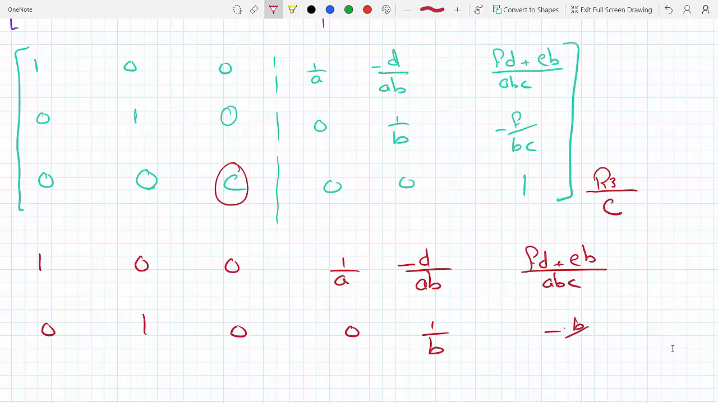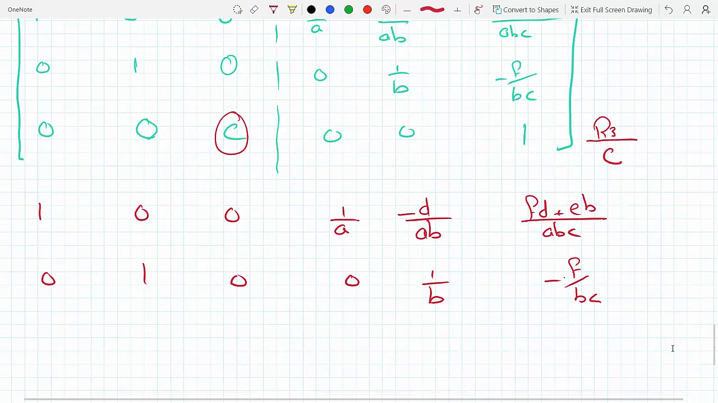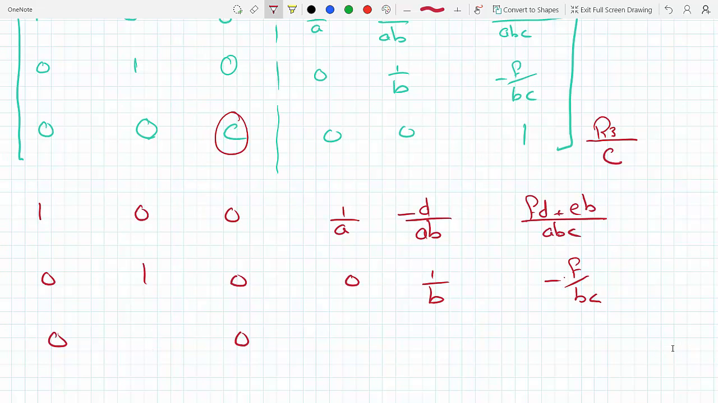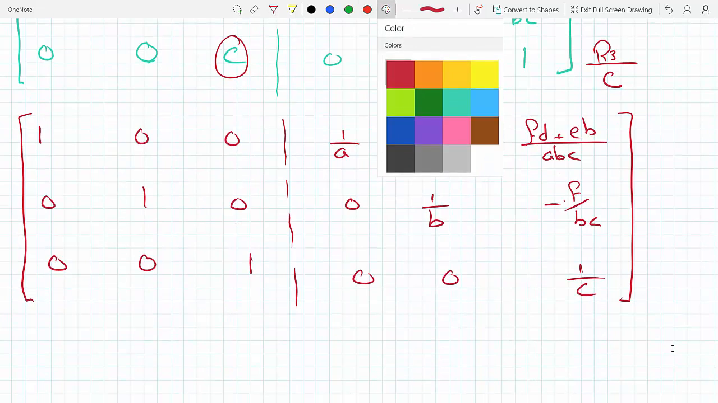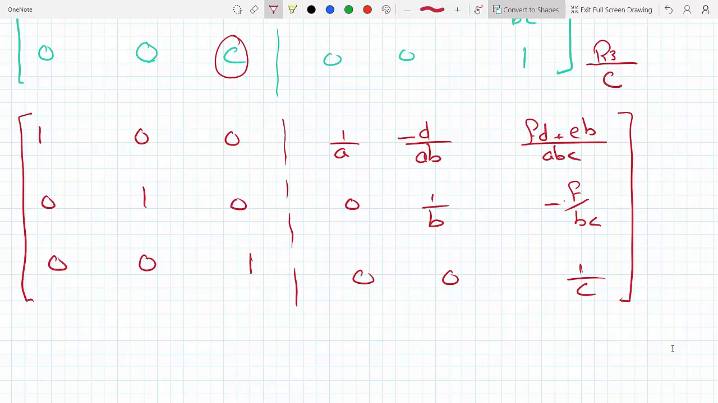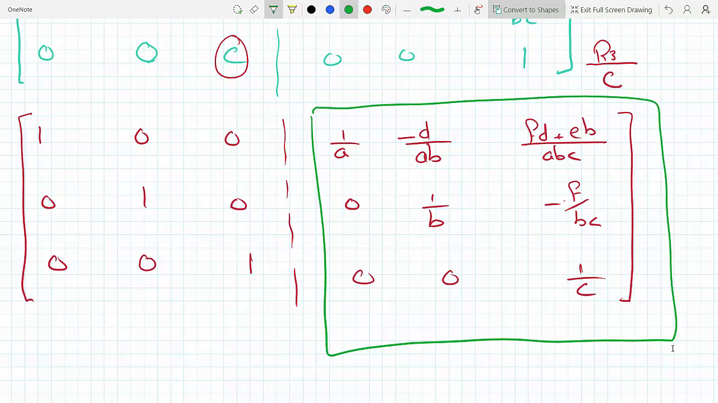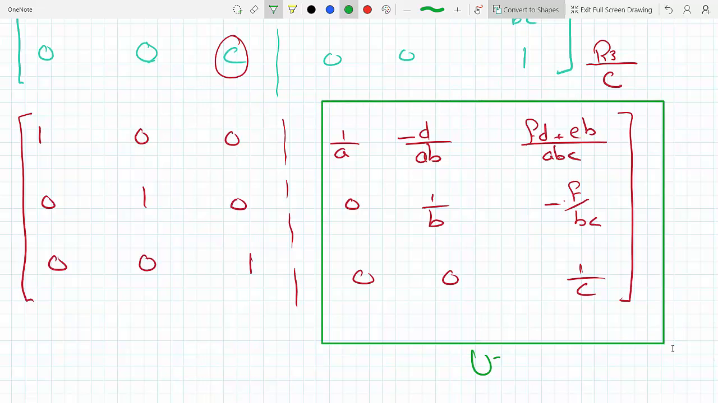Nothing changes on the second row. Oops, this is an f, b, c, and here I'm going to divide by c. 0 1 0, bingo. 0 0 1. This guy now became the identity matrix, and we will get 0 0 1 over c, and so we can see that our inverse is this guy sitting here on the side. This will be, of course, our inverse. This is U inverse.